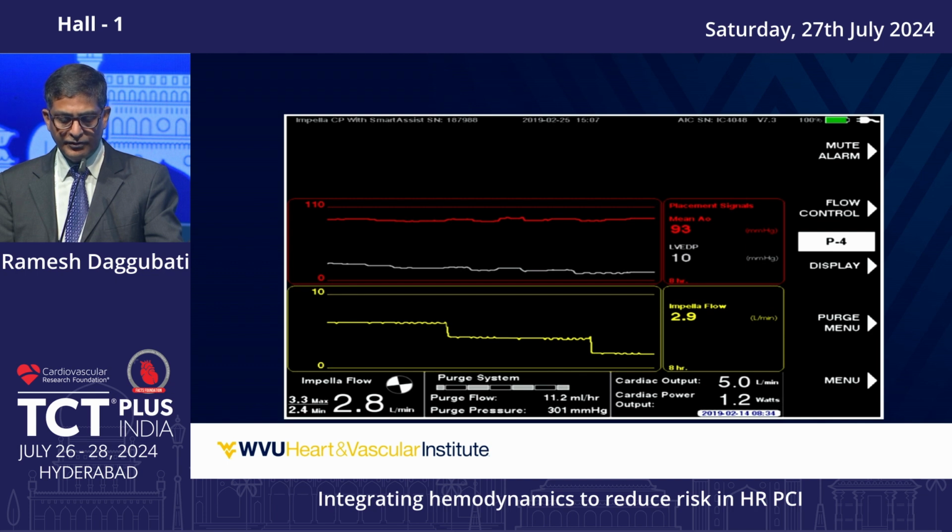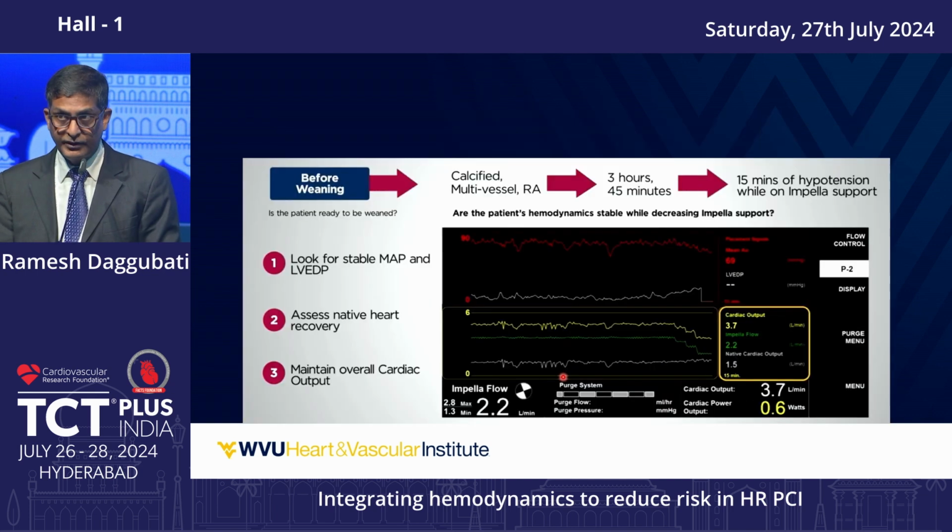So here again, as you see, the yellow one should be coming down, which is the Impella flows, and at the same time EDP should remain the same and should not go up at all. If it goes up remarkably high, then you probably have to go back on the Impella, and the mean aortic pressures should be stable at a P4 level. That indicates that this patient probably can be weaned down slowly. And this is similar: cardiac power output remains at 0.6, and cardiac output is at 3.7 liters, which helps us to do that.